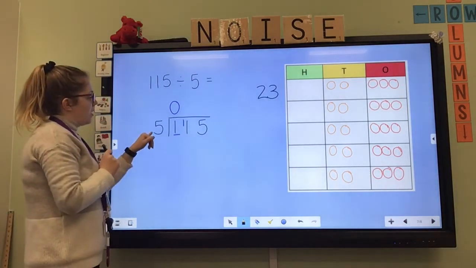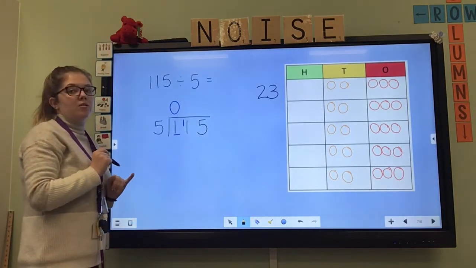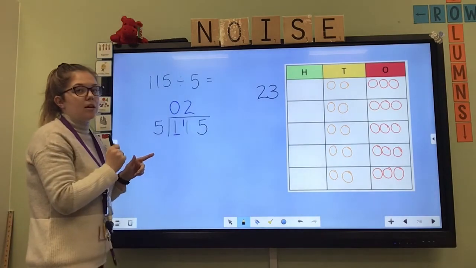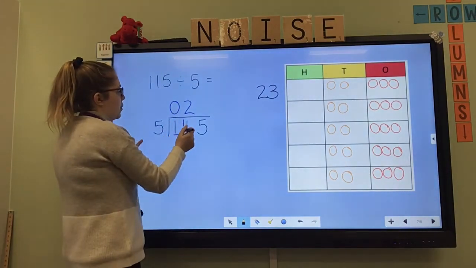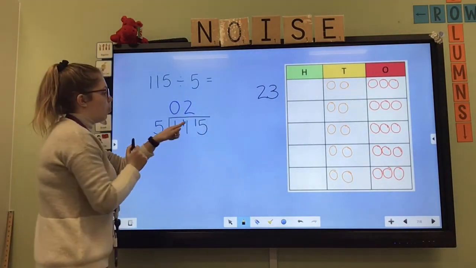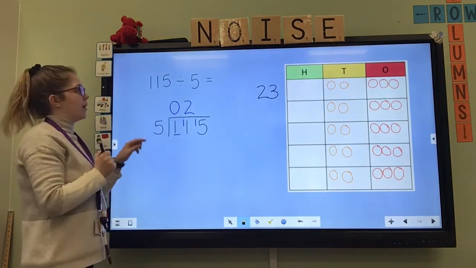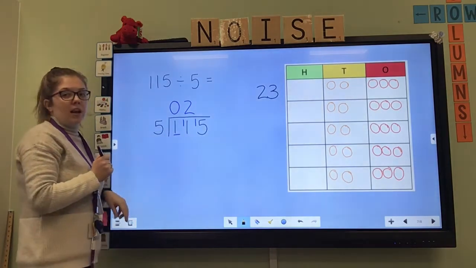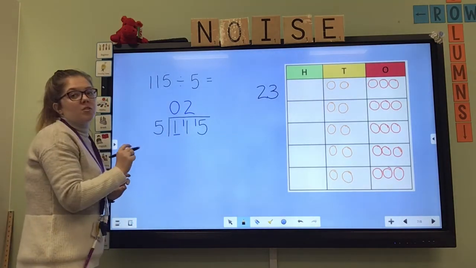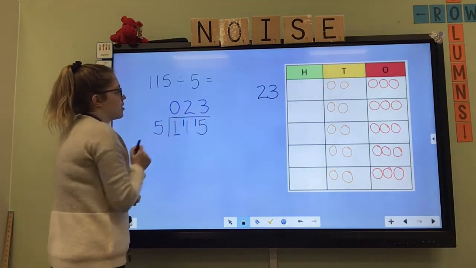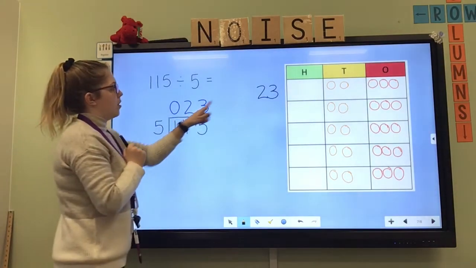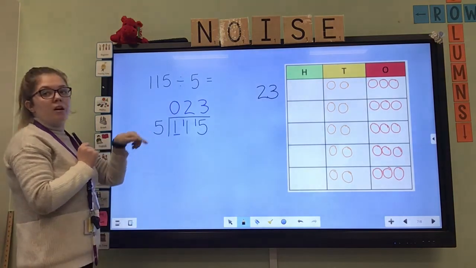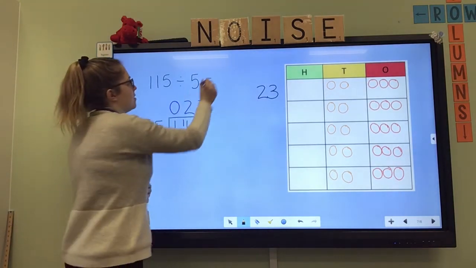And how many lots of 5 go into 11? The answer is 2, but it doesn't go equally. And how many will be left over? That 1 or that 10 that we exchanged into our 1s. And we have 15 left. 5s into 15 go 3 ways. And if we look, we've got the same answer for both. So 115 divided by 5 is 23.